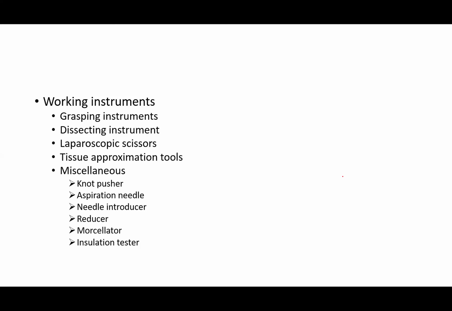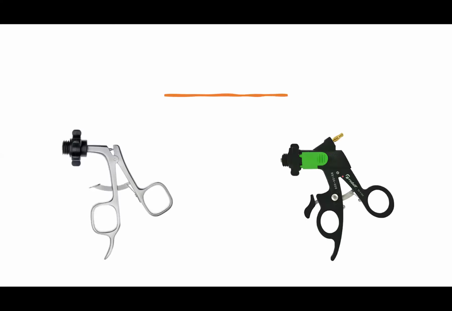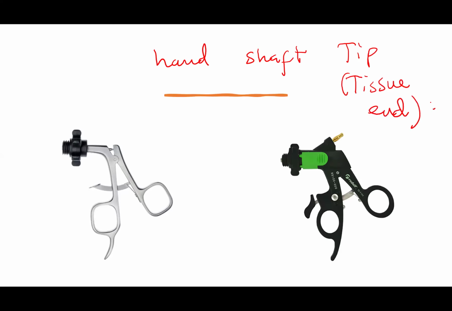There could be an aspiration needle, needle introducer, reducer, morcellator, insulation tester, and also a retrieval bag. Now, the typical shape of an instrument is having a handle. It has a handle. It has a shaft. Then it has a tip or tissue end. That is a typical structure of the laparoscopic hand instrument.